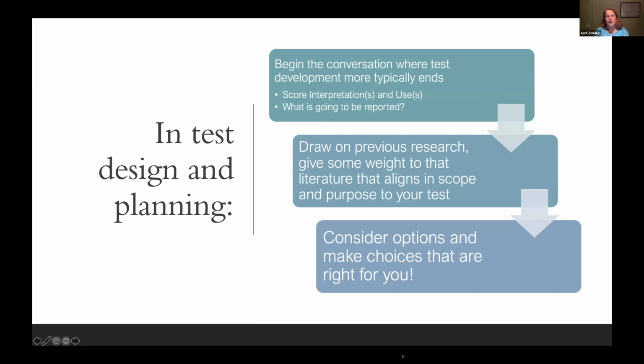I mean, certification and licensure literature on MST is wide and deep. There's a lot of good stuff there. Some of that's going to be more useful in education than others, if your context is education. And then consider all those options and make choices that are right for your test.